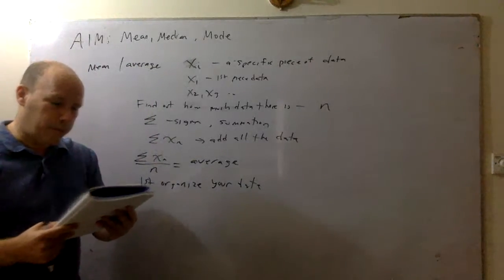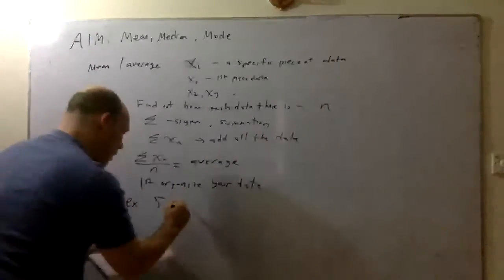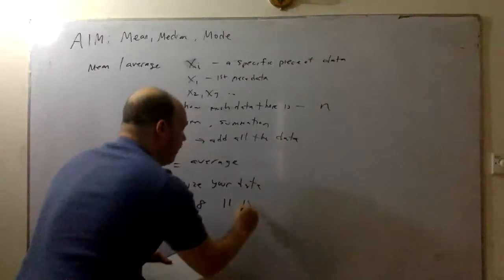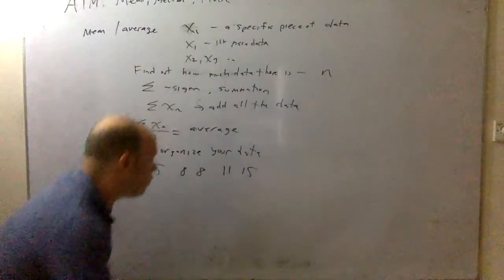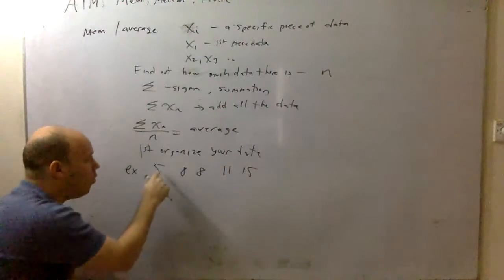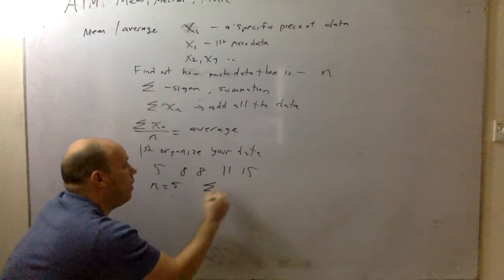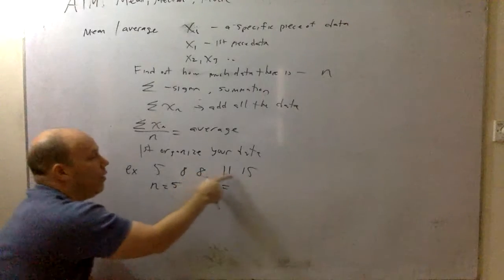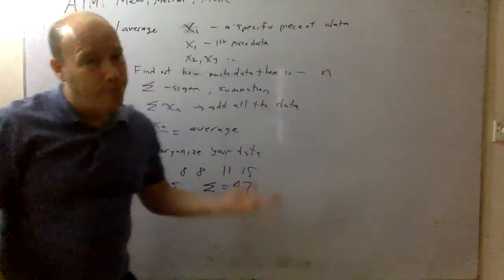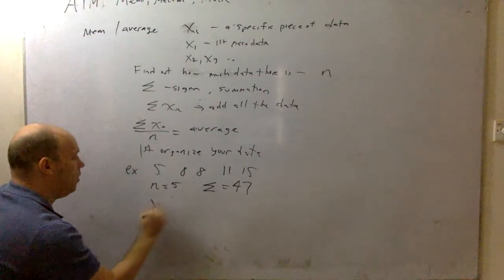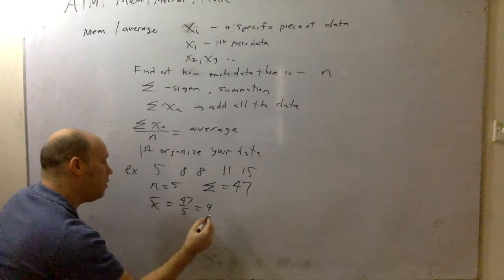So for example, let's say we have 5, 8, 8, 11, and 15. I'll put it in order for you. The next thing I would do is find exactly how many pieces of data there are: 1, 2, 3, 4, 5. There are 5 pieces of data. The next thing, obviously, is add up all the data. 5 plus 8 is 13, 21, 32, 47. As I said before, you have a calculator and all this data is going into the graphing calculator. So to find the average, this is the notation for average, it's 47 divided by 5, which is 9.4.